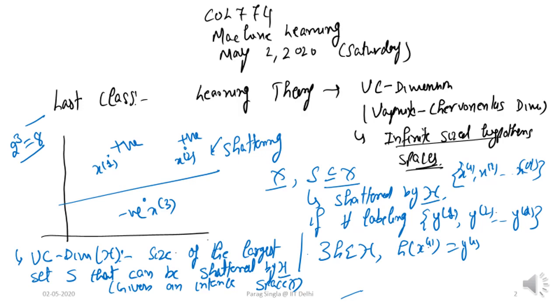Finally, at the end of the last class, we gave the definition of VC dimension for a given hypothesis class H, with respect to an instance space X over which H operates. The VC dimension of H is nothing but the size of the largest set S that can be shattered by H. I'll repeat it: the VC dimension of a hypothesis class is simply the size of the largest set S that can be shattered by H. We'll ground it more in the next slide.